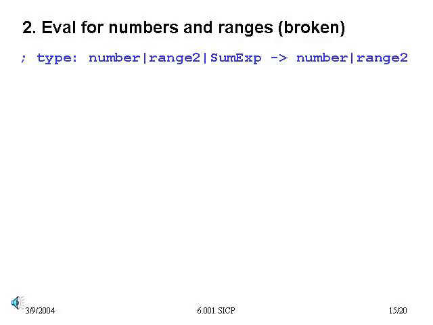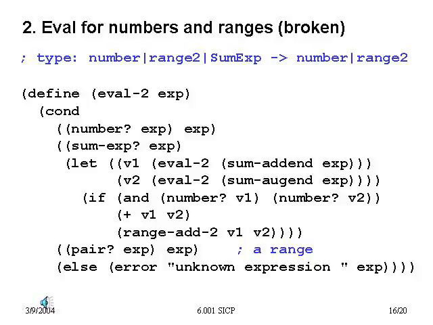Notice the type we'd like for this thing. It should take in either a number, or a range, one of these range 2 things, or a sum expression, and we would like it to give back out either a number, if the thing can be reduced to that, or another range, if the thing came in the form of a range. So here's the procedure to do it, and look at its structure. This is our second evaluator, our broken one, we admit.